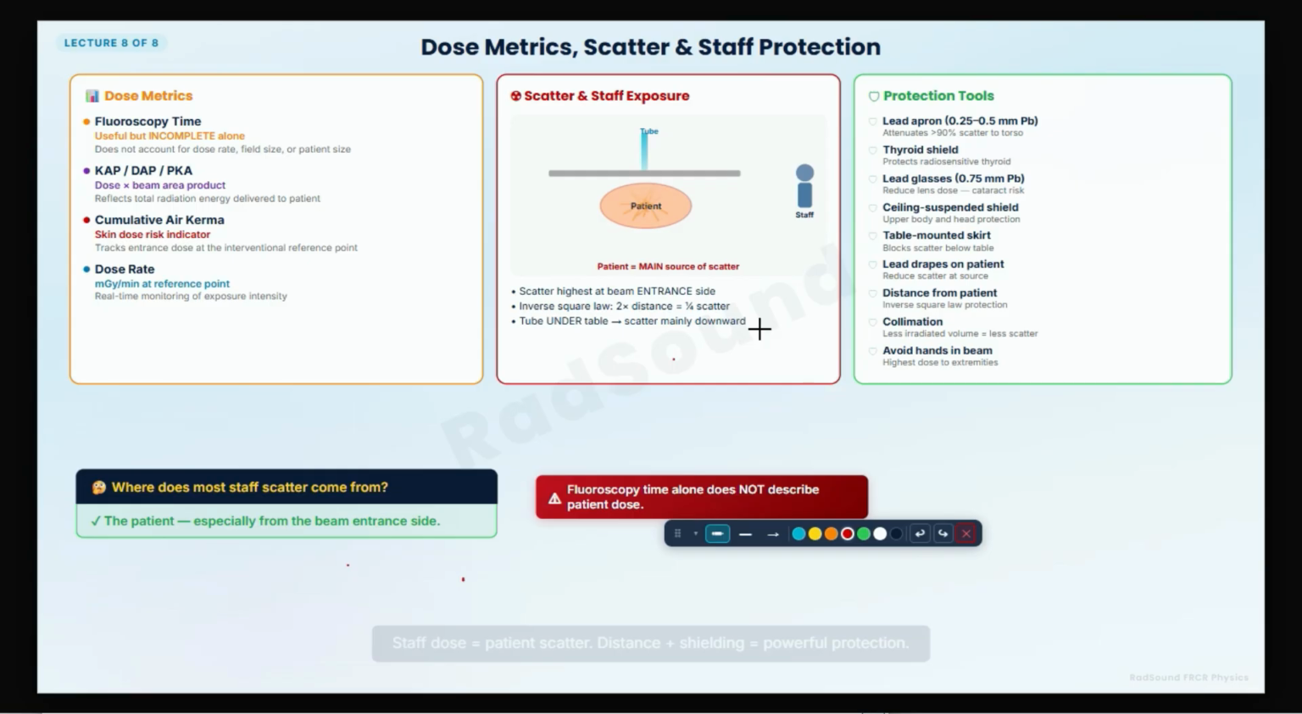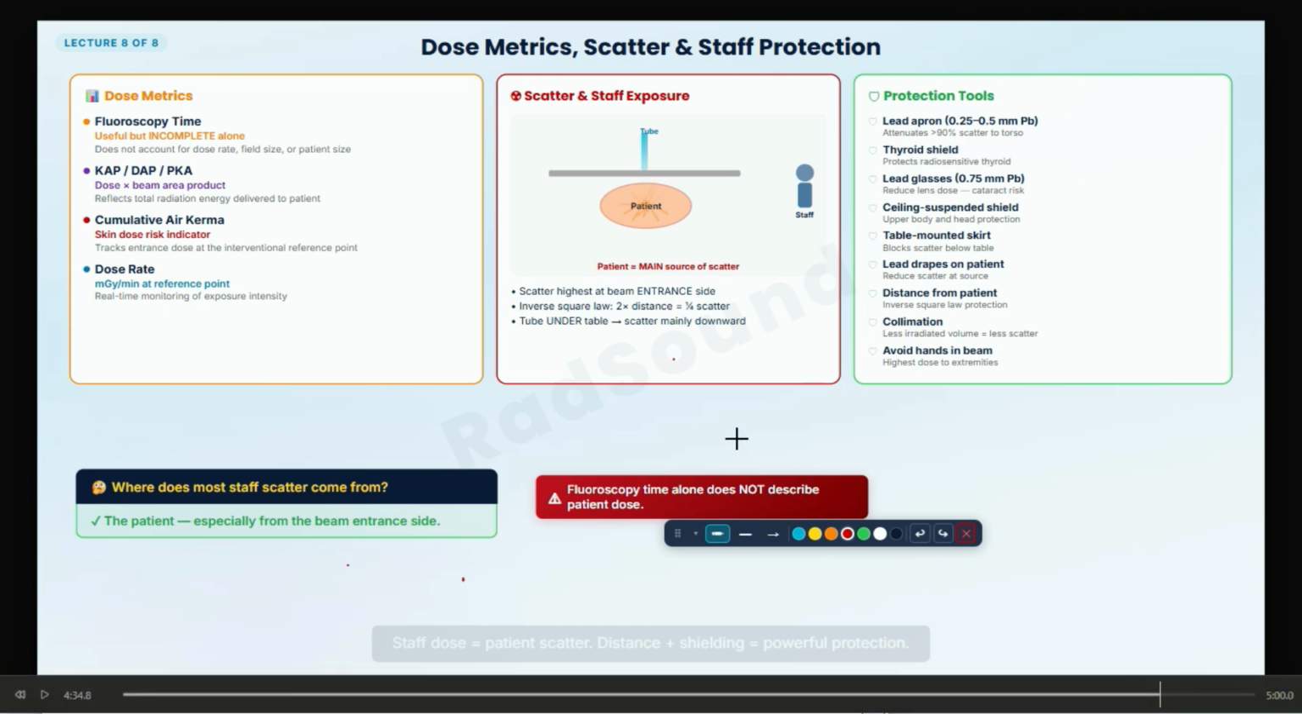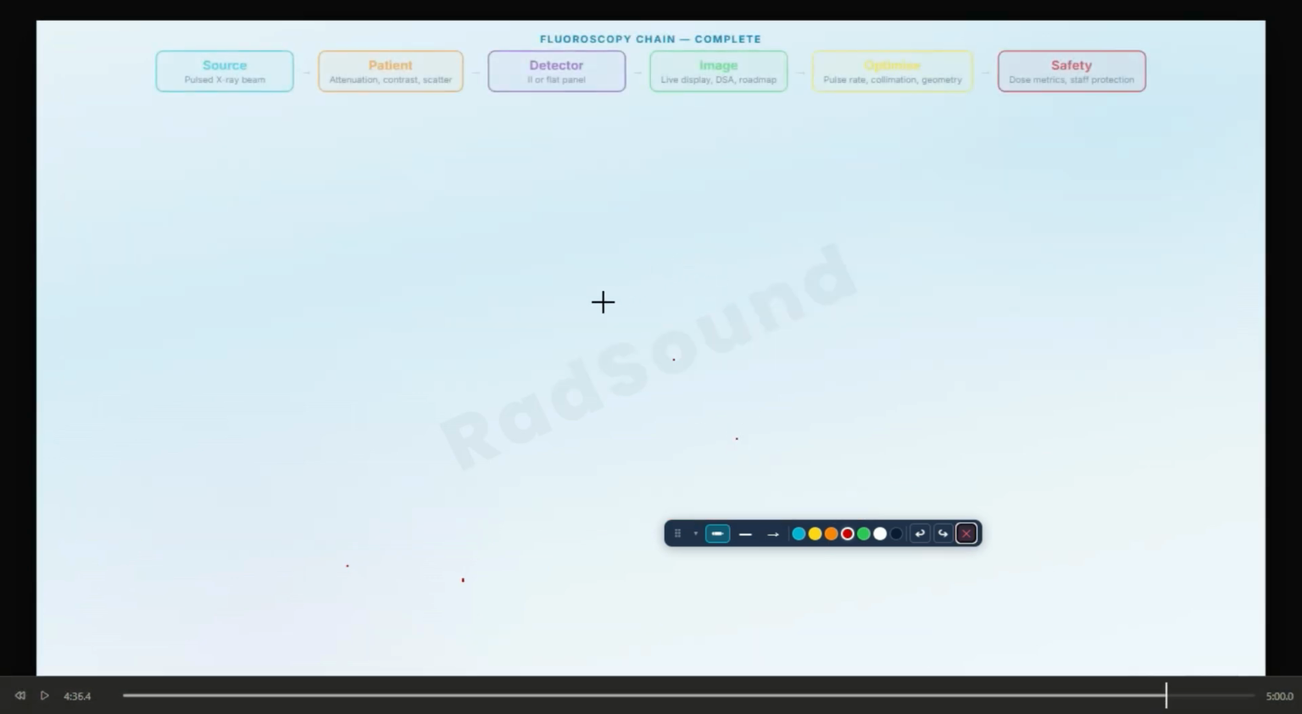Time alone does not describe patient dose. So still, you have to try to optimize. You optimize the procedures by using a large field of view and others, so zooming instead of magnification, so that you can also minimize dose to the patient. Now, let us recap. In fluoroscopy, we have the source, attenuation through the patient, contrast, the detector, image formation, subtraction, and dose metrics.